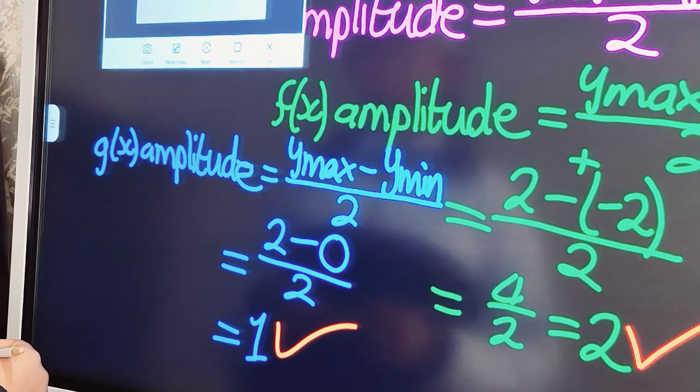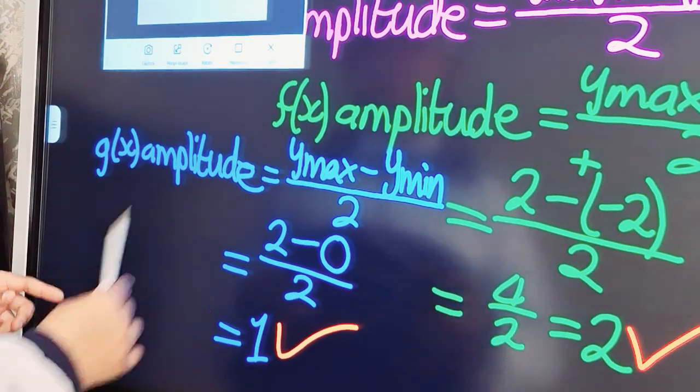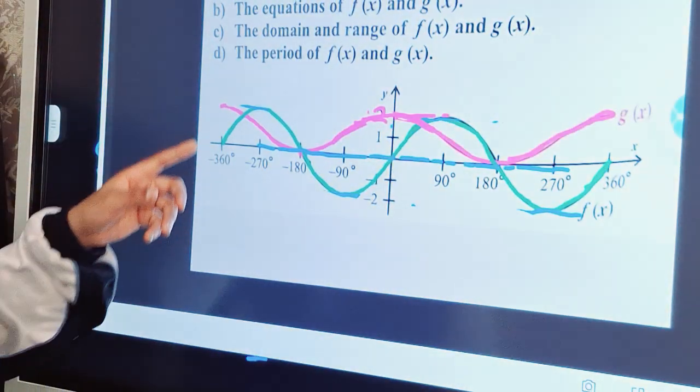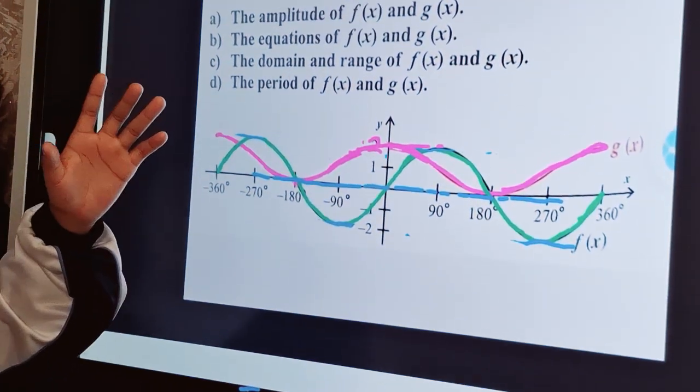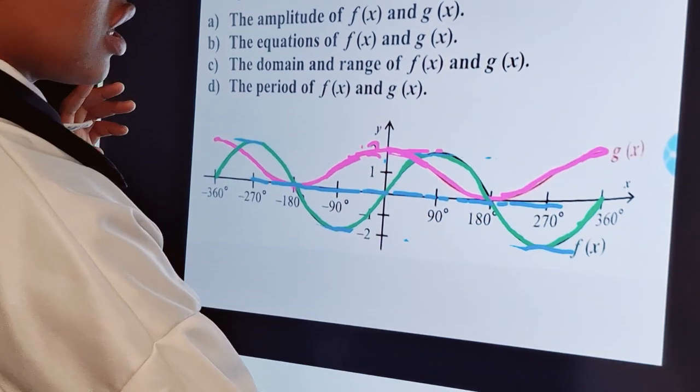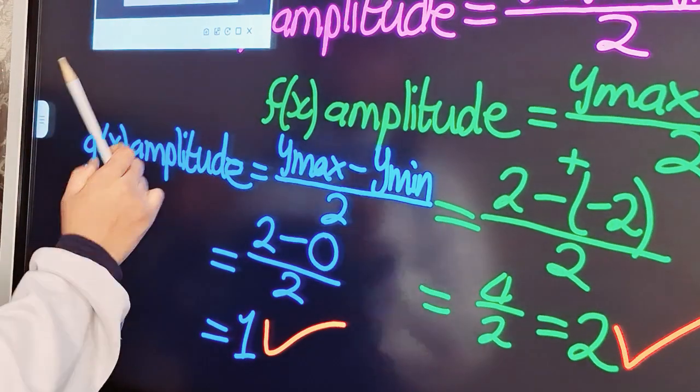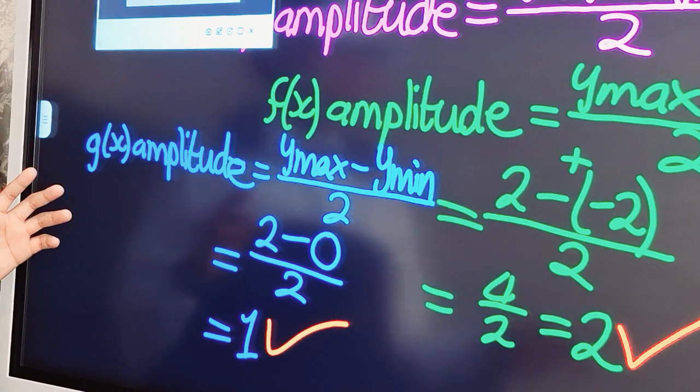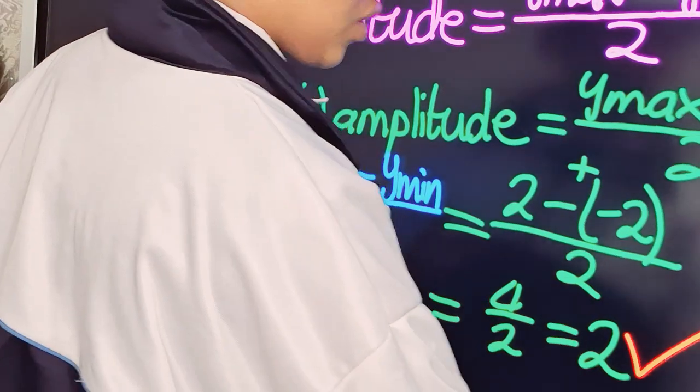Then when it comes to calculating the equations, the second question says you must calculate the equations of f(x) and g(x). Calculating the equations is going to be much easier because amplitude is part of the equations that you're going to calculate. So now let's go to the equations. The equations might confuse a lot of people, but I believe after I explain how you write the equations of a certain graph, you're going to understand it very well. I'm going to break it down for you guys so that you can understand 100%.